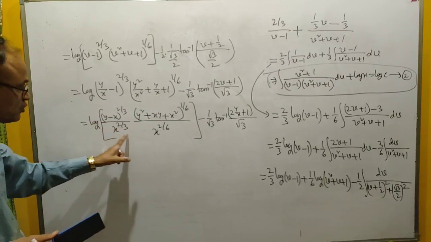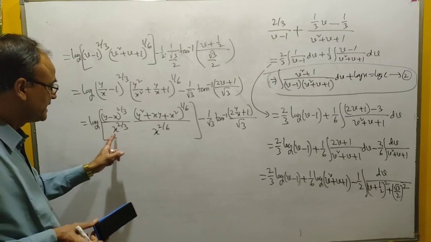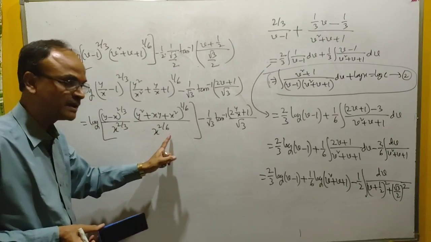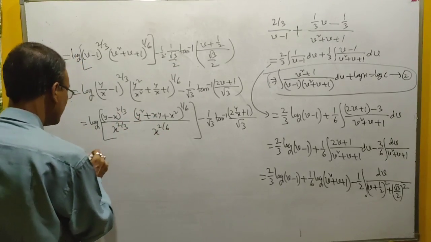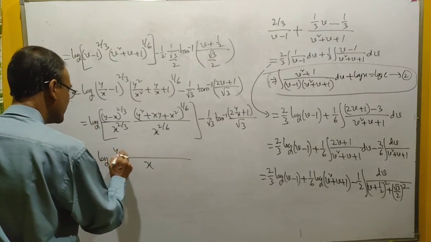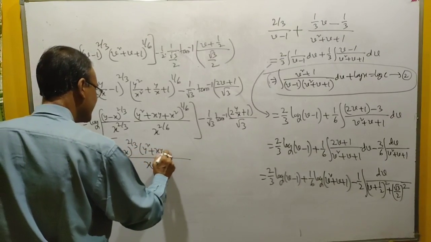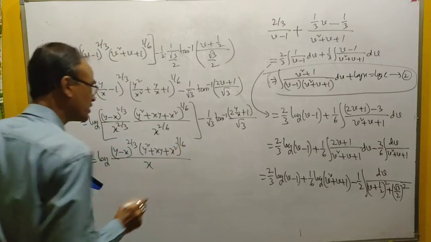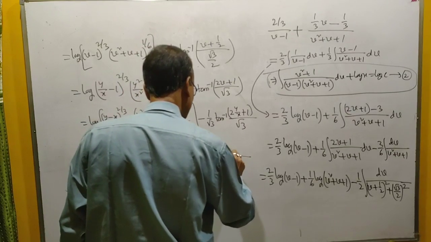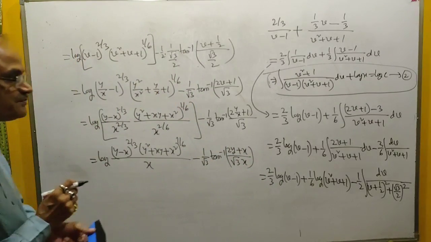Here, x to the power 2 by x to the power 2 by 3. What is this? x to the power 2 by 6 means x to the power 1 by 6. x to the power 2 by 3 into x to the power 1 by 3 means simply x. This is equal to log of, in the denominator you will get simply x. Numerator you will get y minus x whole to the power 2 by 3, y square plus x square whole to the power 1 by 6, minus 1 by root 3 tan inverse twice y plus x divided by root 3 into x. You will get this one.